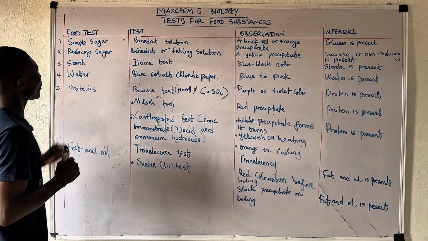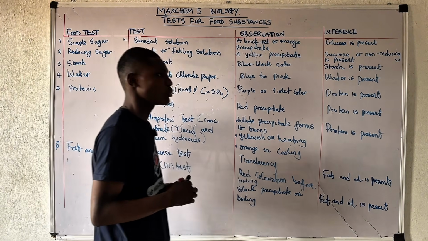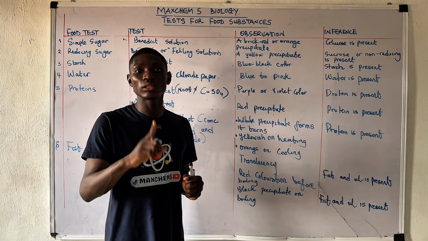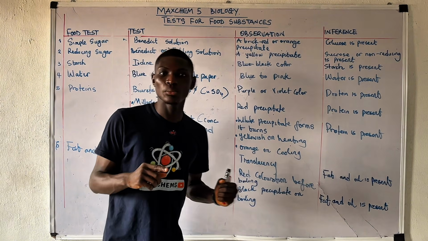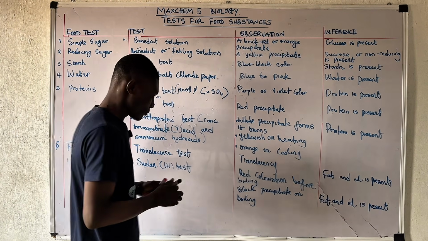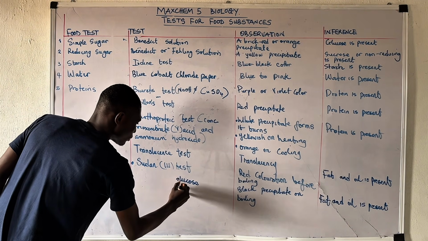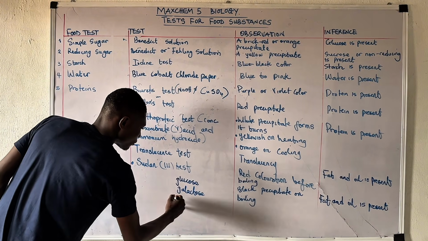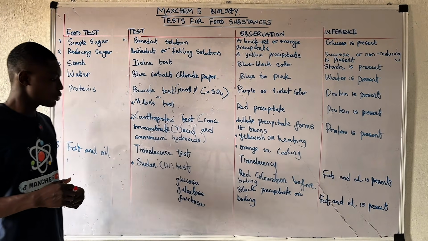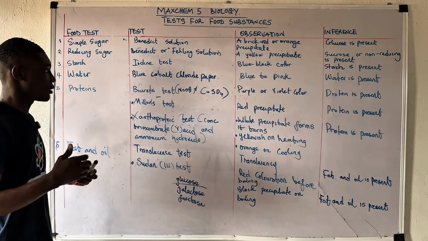Before I go further, remember I told you that simple sugars are also known as monosaccharides. They are called monosaccharides because they consist of 1 unit of sugar, which means that when you hydrolyze them, they do not break down into simpler units. And the simple sugars are glucose, galactose, and fructose. Let's take glucose.